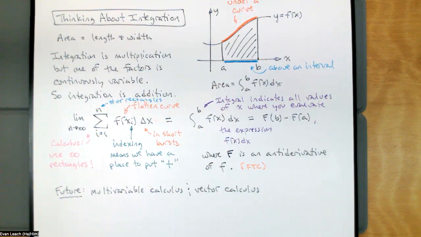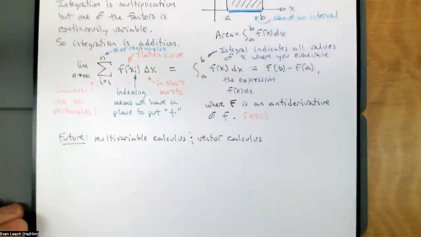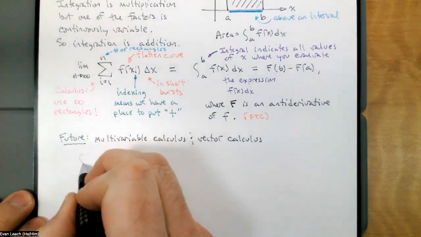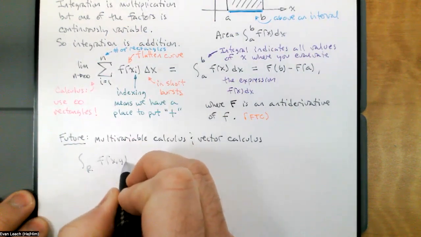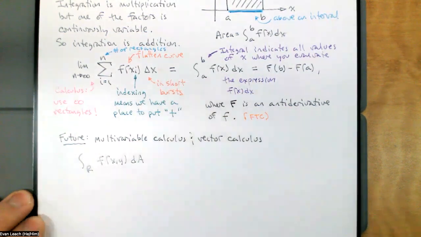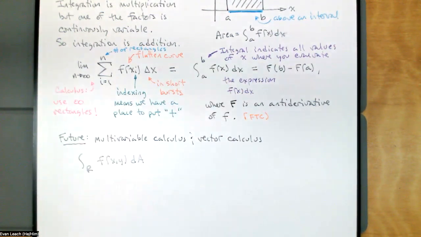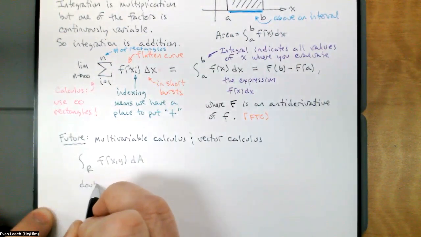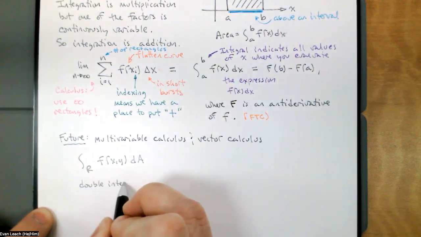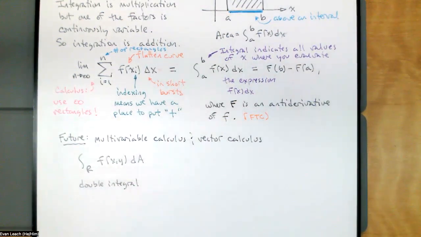In your future, we're going to talk about multivariable calculus and vector calculus, and we're going to be integrating a lot of stuff. The thinking is going to be the same. The way we read what the integral is about is all the same. So this is a double integral. It's a double integral because our function is of two variables.